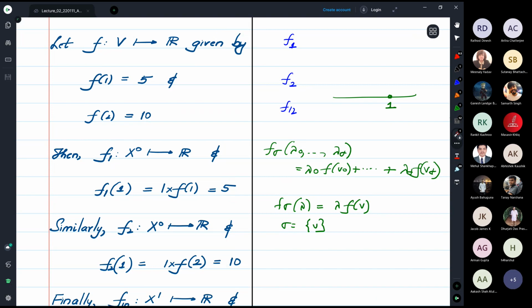Is this okay? Let me pause here for a second or two. If there are any questions with regards to how we defined f_1, please let me know. Once you understand this, the rest of them are similar.